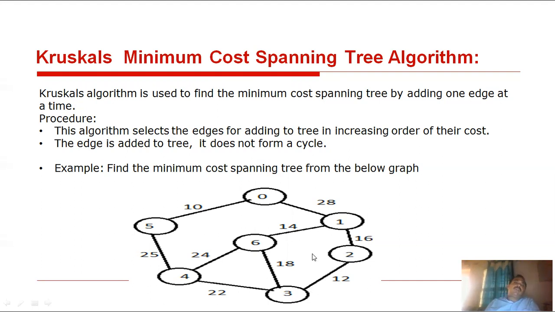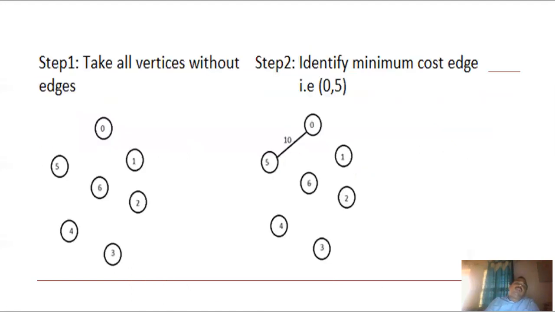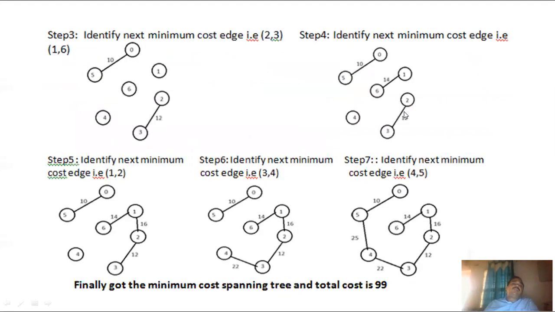So this is Kruskal's algorithm, the minimum cost spanning tree algorithm. Here, take all vertices without edges: 0, 1, 2, 6, 5, 4, 3. These are all the nodes. Connect 5 to 10. Next, connect 2 to 3. Next, connect 14 to 1. Next is 10 to 1. Clear? Yes.